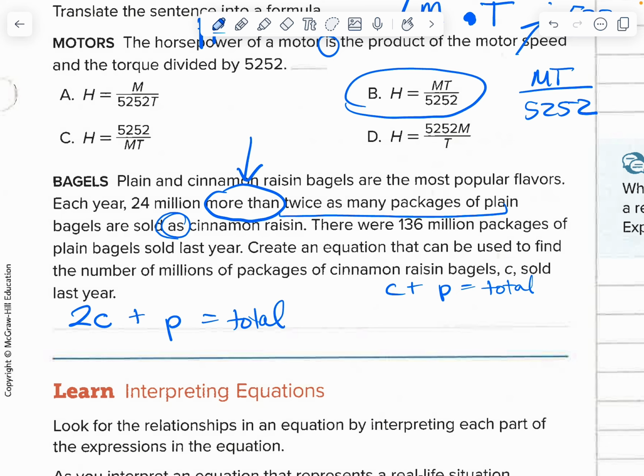Okay? So it told us right here that we're going to have 24 million. So 2C plus 24 million is going to get 136 million.